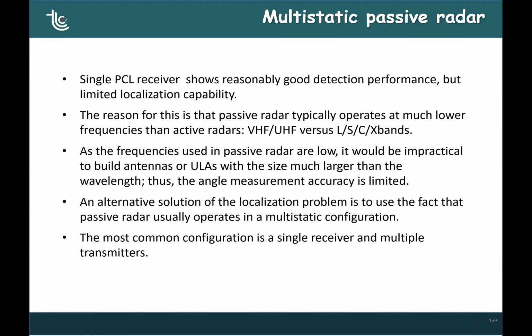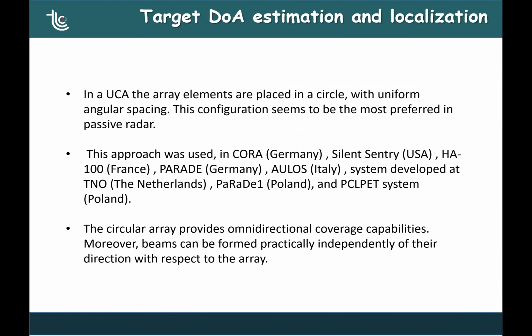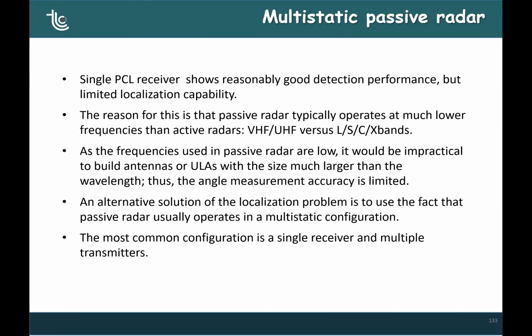And then multiple systems, the Cora, the Silent Sentry, Parade, the Aulos, Parade 1, the system of TNO, this system developed by Poland. They have this circular array, so uniform array, for their antennas, okay?